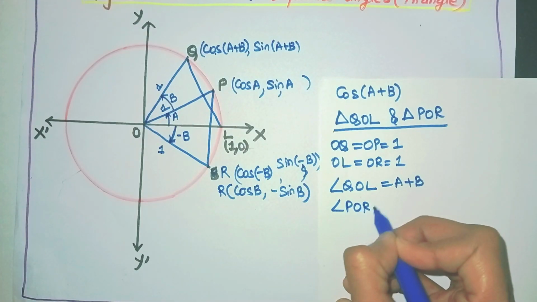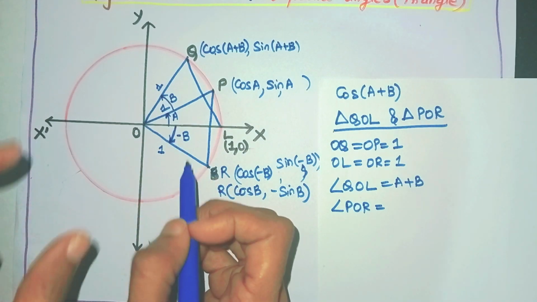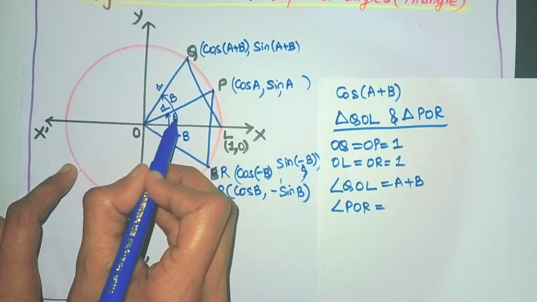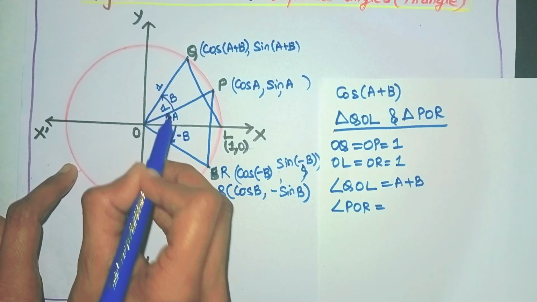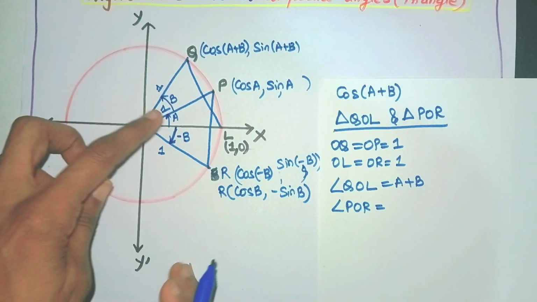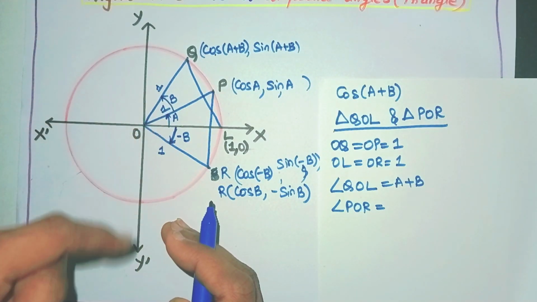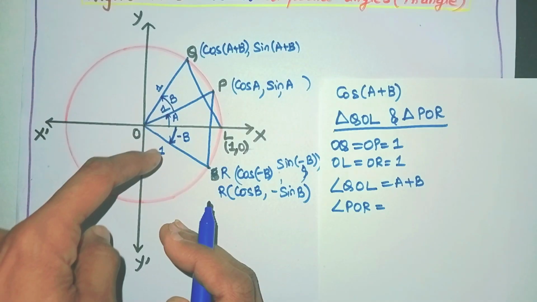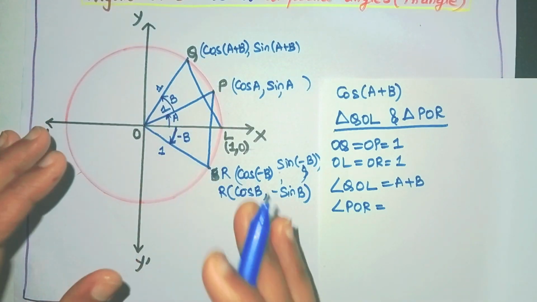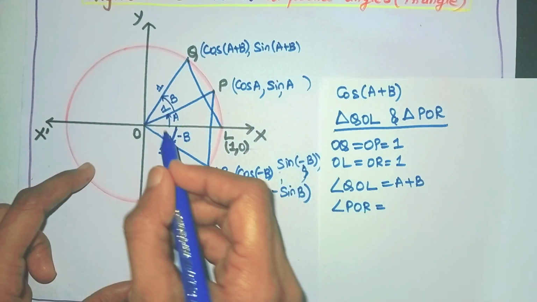Similarly, what is angle POR? Now POR is a little bit of a problem, friends. Is it going to be A minus B? Let's see. Now we are measuring A in the anti-clockwise and B in the clockwise, so we really can't find out the value properly. So let's consider measuring it in the same direction, either clockwise or anti-clockwise. Because we are measuring everything in the anti-clockwise, let's proceed with anti-clockwise only.